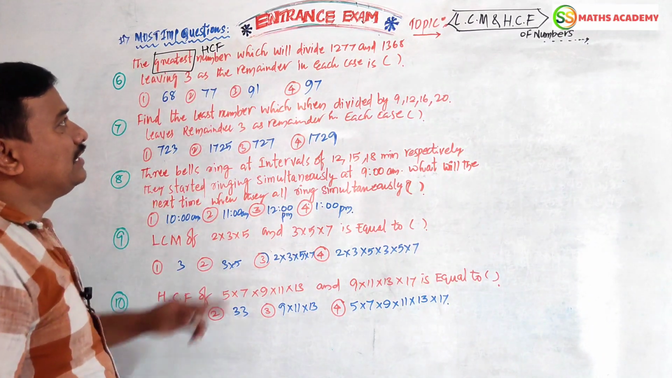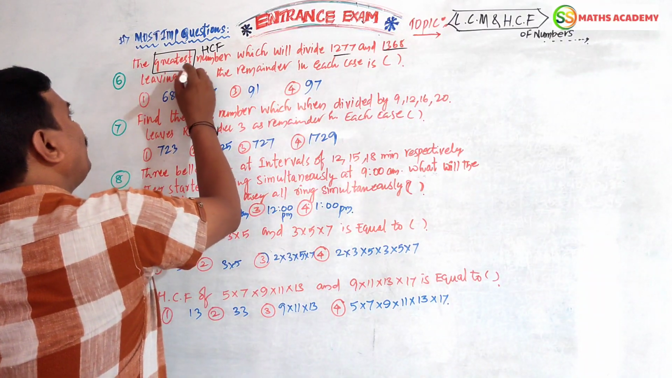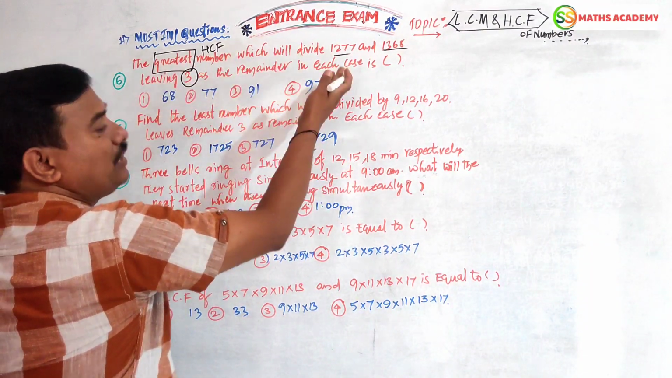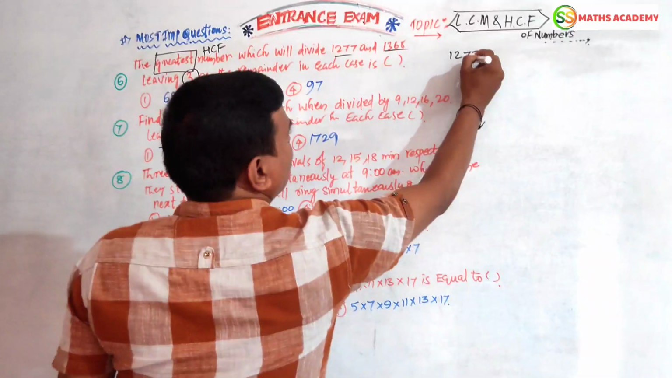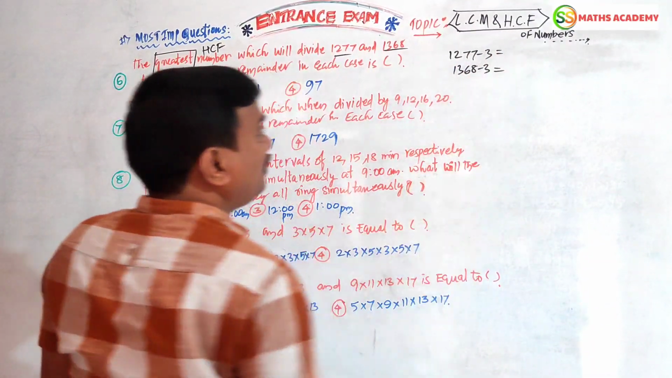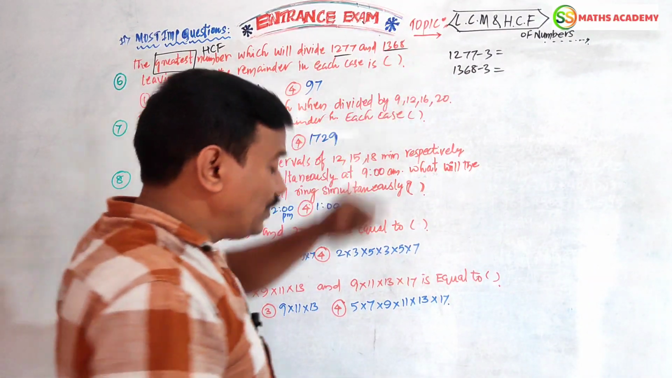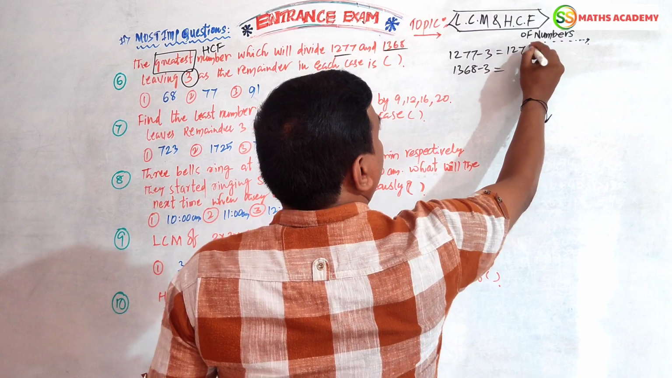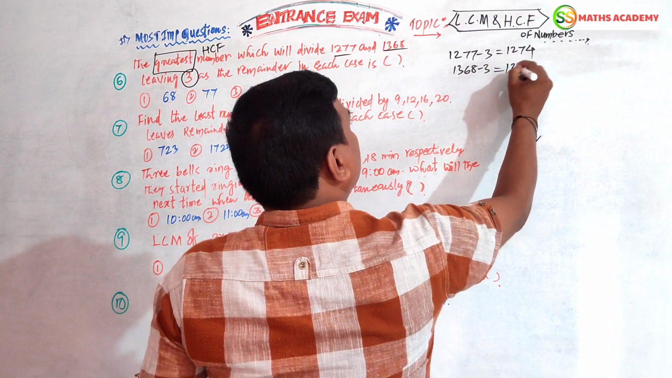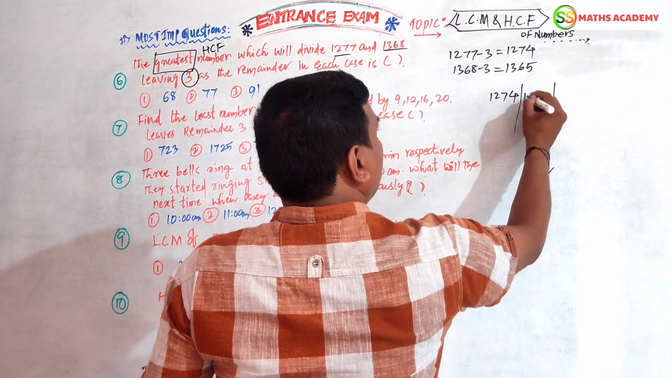We can do that. What are the numbers? 1277, 1368. The remainder will be 3. We have to subtract the remainder from each and every number. The process I am going to tell you: each and every number, first subtract the remainder. Now 1277 minus 3 is 1274. 1368 minus 3 is 1365. Now the smaller number 1274 will divide 1365.